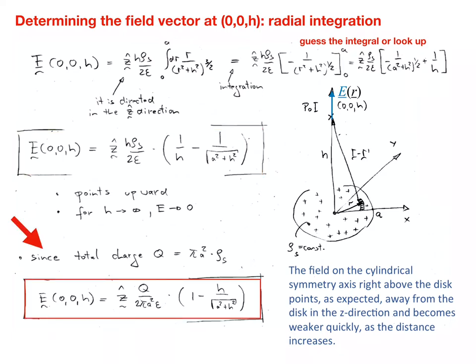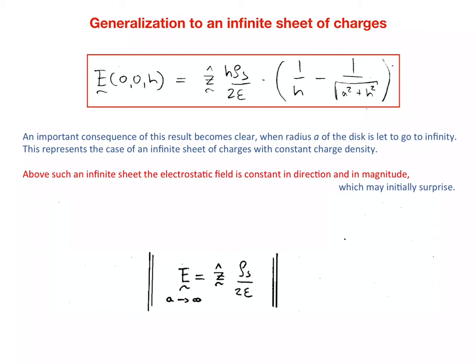Since the total charge q on the electrophorus disk is given by pi radius a squared times the constant charge density rho s, one can also express the field at point 0,0,h as z unit vector times q divided by 2 pi little a squared epsilon times in brackets 1 minus h divided by the square root of a squared plus h squared. Expressing the electric field once more as a function of charge density rho s, an important consequence of this result becomes clear.